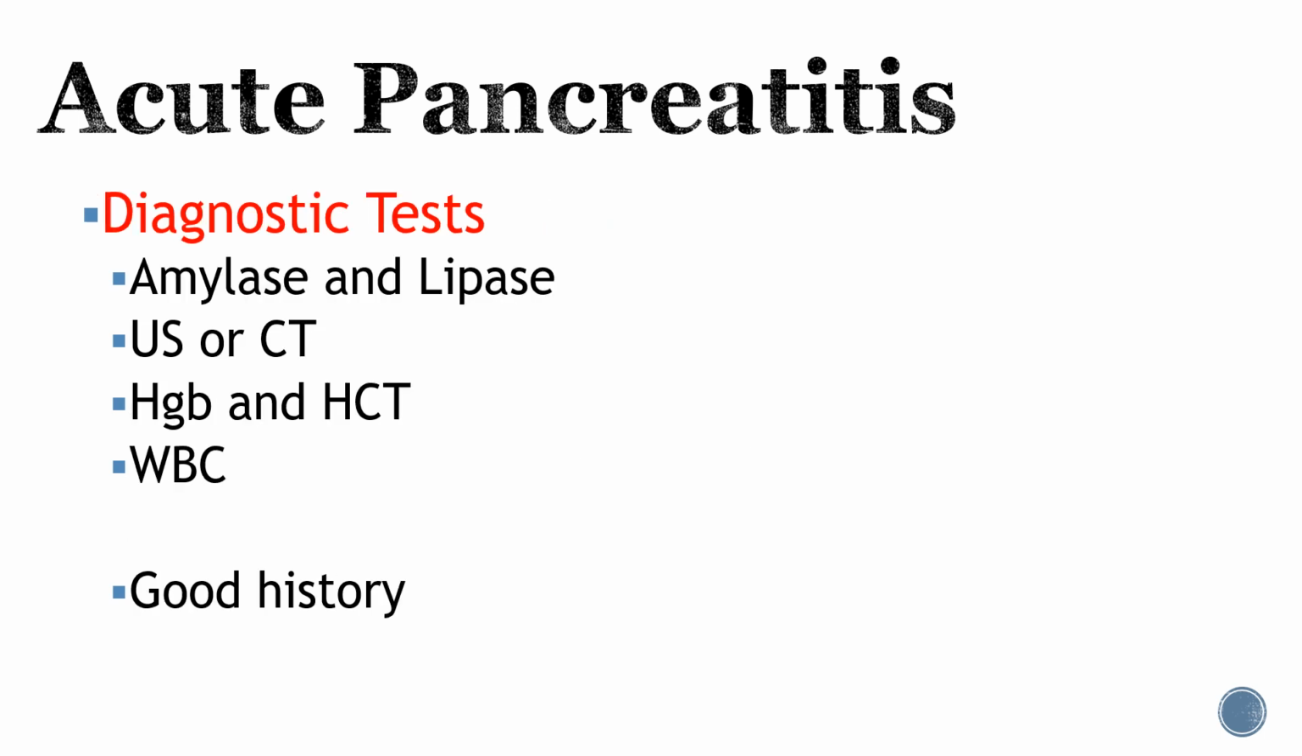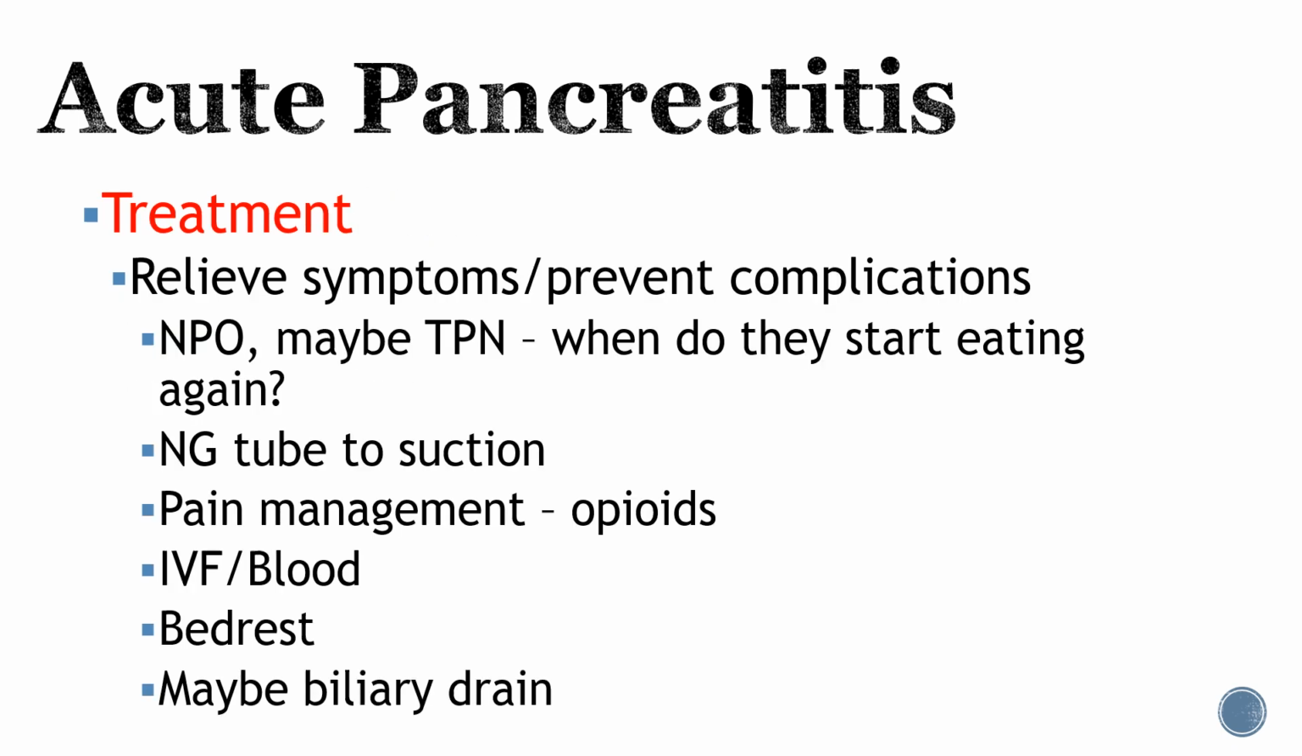How are we going to diagnose it? Amylase and lipase are the enzymes that we're going to look at that show a direct correlation to the pancreas. Of course, we can also look at an ultrasound or CT to back up, but typically a good history with elevated amylase and lipase is going to be diagnostic in and of itself. White blood cell count is going to tell us if there's a severe infection. Hemoglobin and hematocrit tell us if there's some bleeding that might be occurring.